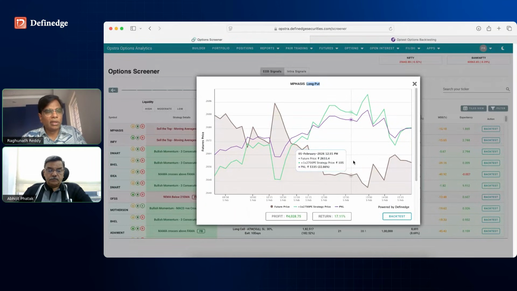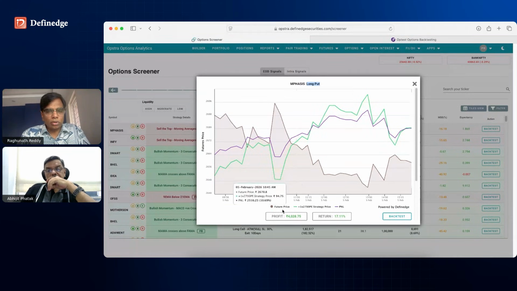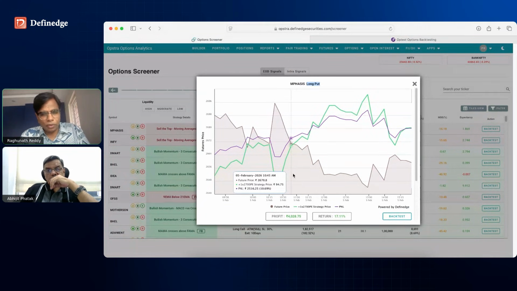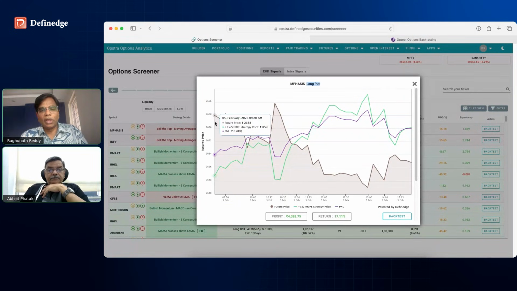Now, as you can see, using this particular technical trigger, we entered this long put strategy because this is bearish. If it is bearish, it will show in red color. If it is bullish, it will show in green color. And if it is neutral, it will be gray. So for today, we got a profit of around 4,028 rupees if you entered around 9:20 a.m. in the morning.